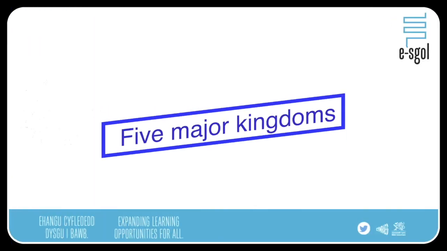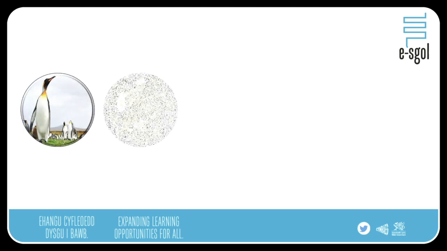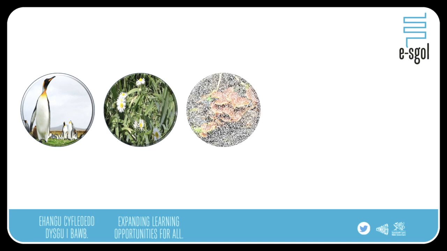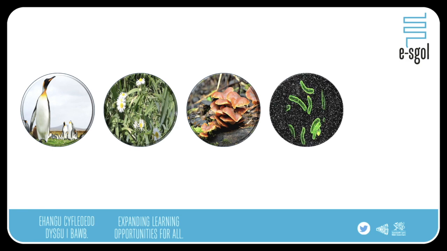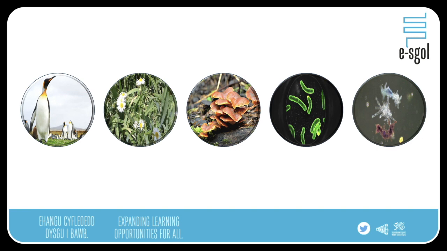The five kingdom classification system is the classification of organisms into five major kingdoms. Animalia, which are animals. Plantae, which are plants. Fungi, organisms which include yeast and mold. Prokaryotae, which are single-celled microorganisms, and Protoctista, which are single or multicellular microorganisms. We will look at the characteristics of each of the five kingdoms in another film.